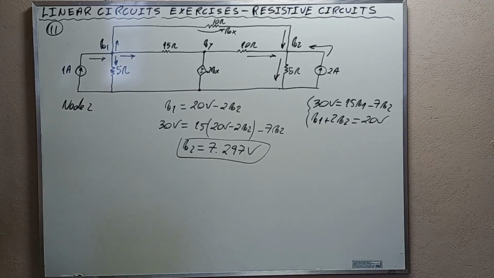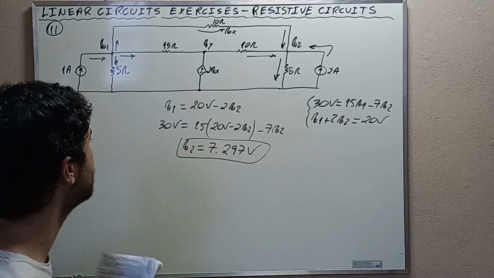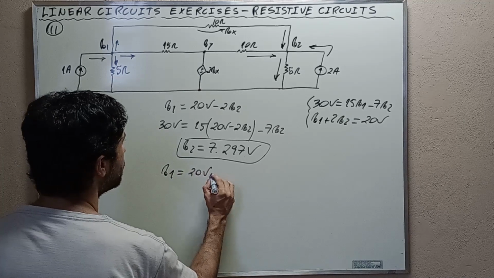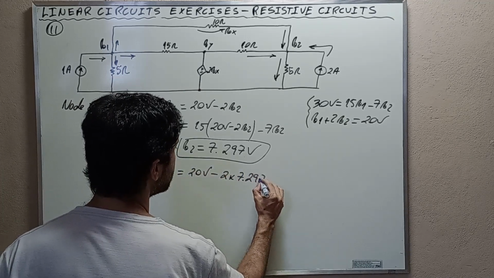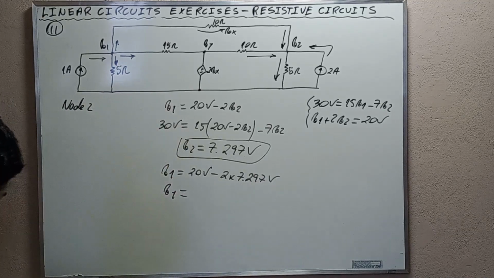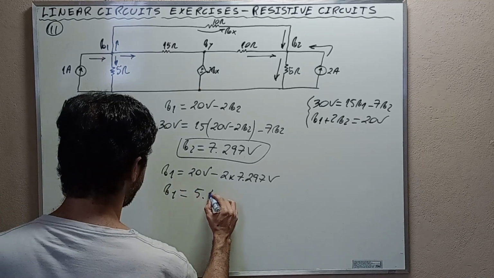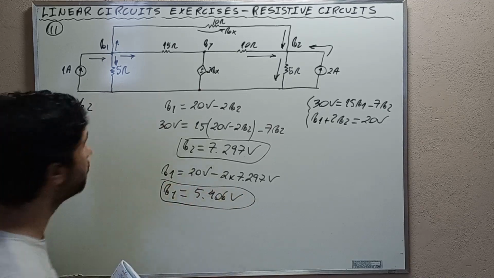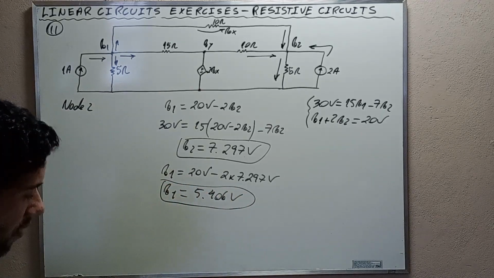Now it is easy to find the value of V1. We take this value and substitute here. We find that V1 is equal to 20 volts minus 2 times 7.297 volts. And ultimately, we find that V1 is equal to 5.406 volts. Okay, my friends, this is the result of exercise 11.